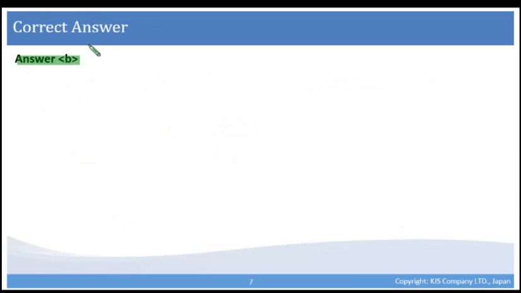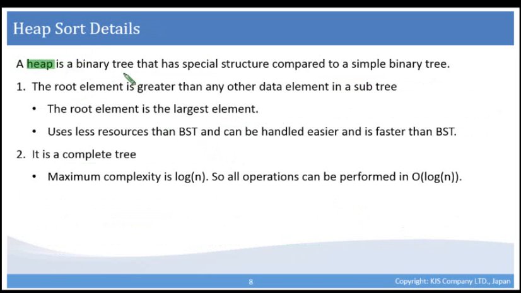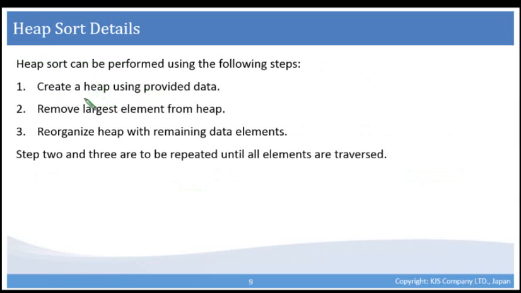What we're now going to do is take a more detailed look at our answer B, which was the heap sort. A heap is a binary tree that has a special structure compared to a simple binary tree. In a heap, the root element is greater than any other element of data in the subtree. The root element is the largest element. It uses fewer resources than a BST and can be handled more easily and faster than a BST. It's a complete tree. The maximum complexity is log n, so all operations can be performed in O(log n).